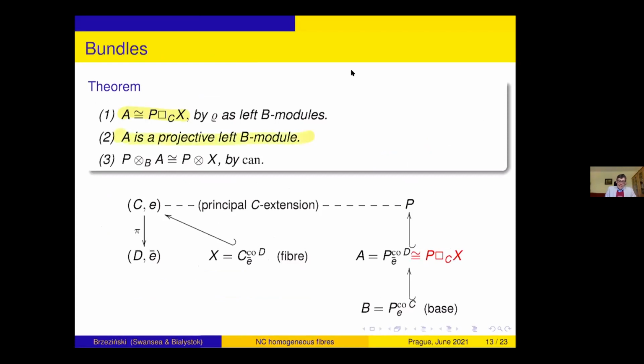The next thing is that it's actually a bundle in the sense that it's a projective B module. And the last thing is that the canonical map is bijective when restricted to P tensor over B A. So remember, A is a left B module. The canonical map can be restricted to the left-hand side, and we'll end up exactly in P tensor X.